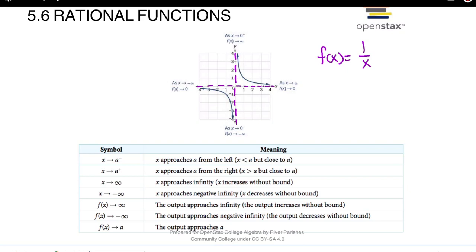So here is a list of the different symbols. Instead of a number for the asymptote, they use a. So as x is approaching a from the left, this is x is approaching a from the right. You've seen the rest of these before. X approaching infinity and negative infinity, f of x approaching infinity and negative infinity, and then there's just f of x approaching a.